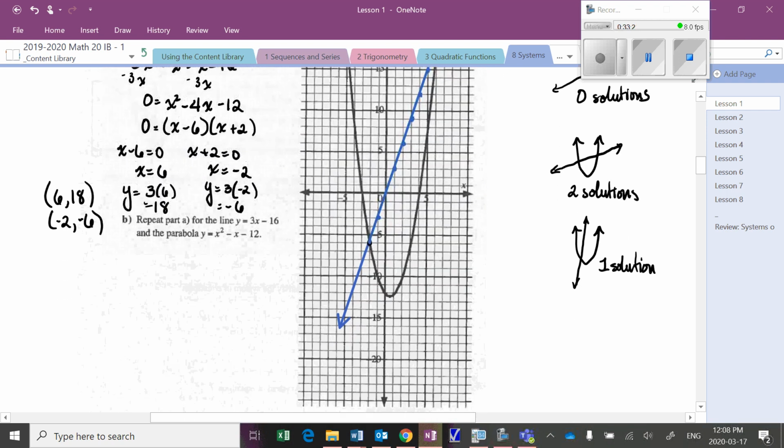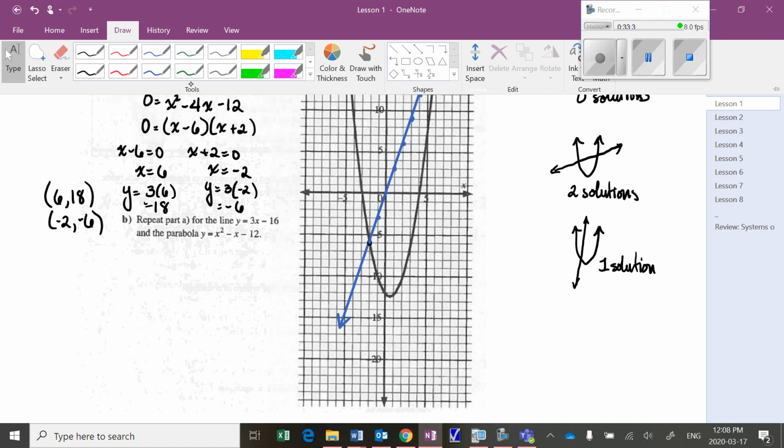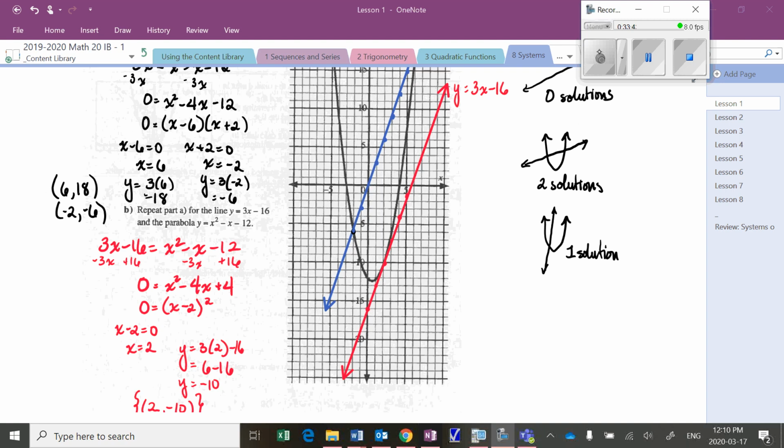Okay. So repeat for y equals 3x minus 16 and that quadratic. So once again, why don't you hit pause and try working through that solution algebraically as well as graphically, and then we'll come back, hit play again when you're done.